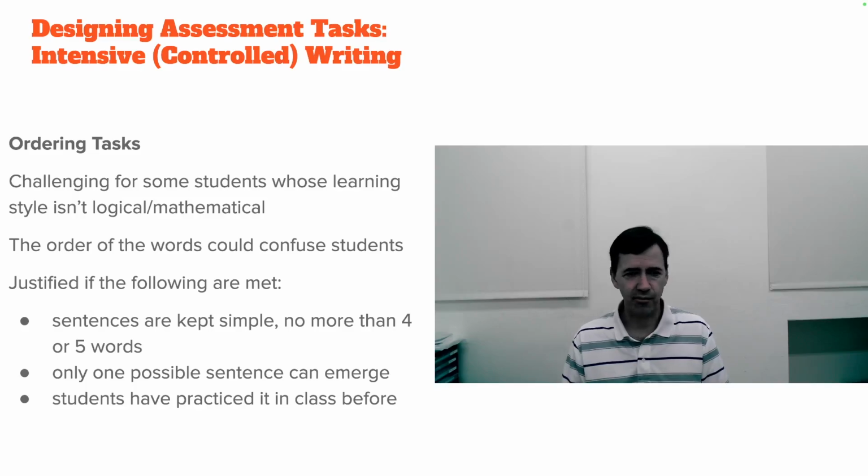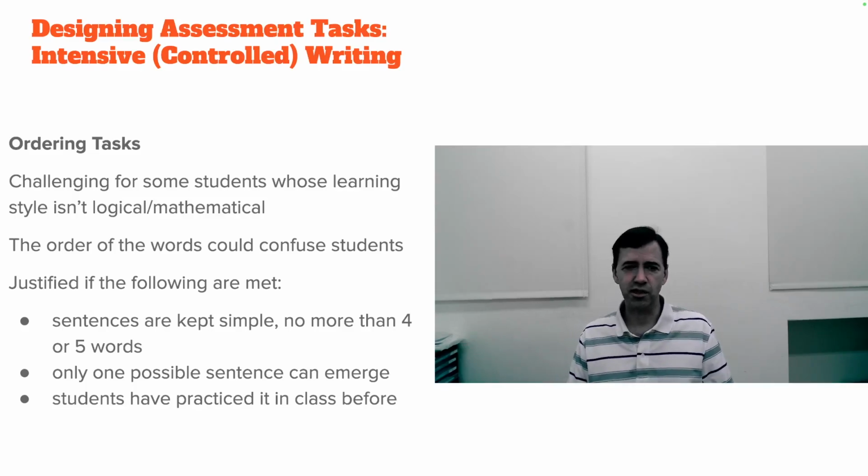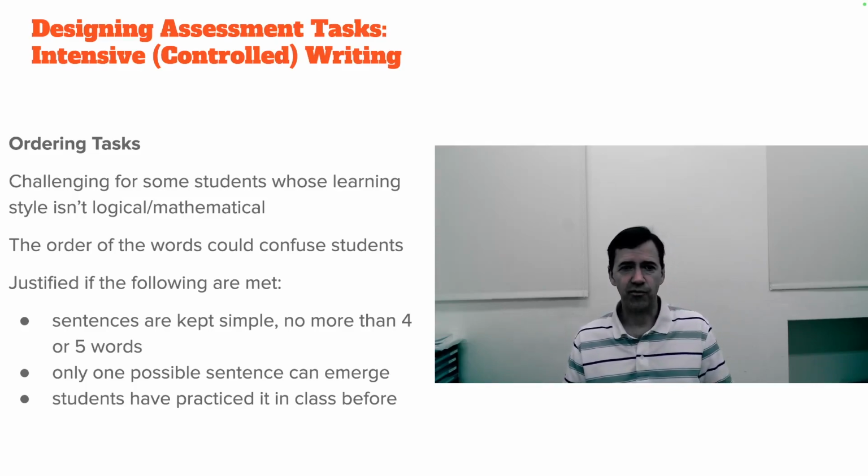Second, sometimes just the way you order those words can totally confuse the students, which is why when you teach students how to do these ones, you should tell them to start writing the words around in different orders, and then it might just pop into their head just based on one switch. But you can use this type for controlled writing if you meet the following 3 criteria.